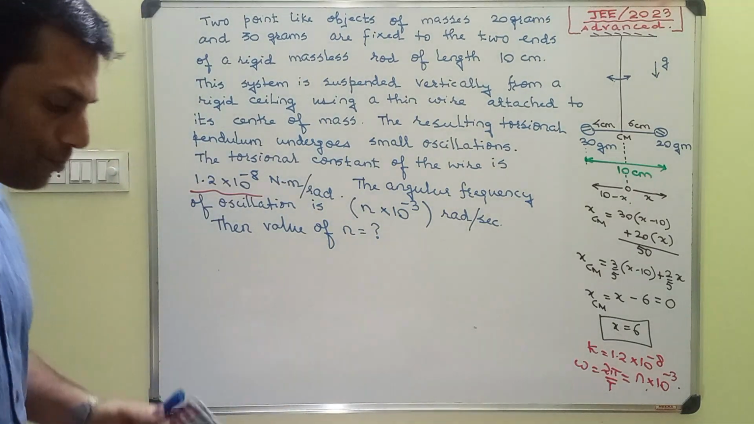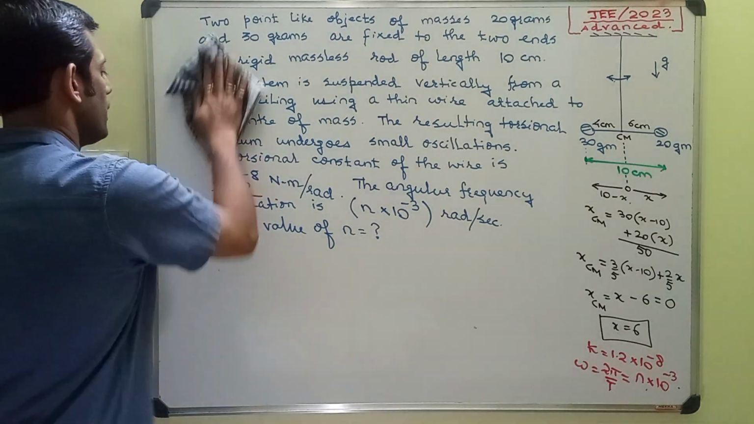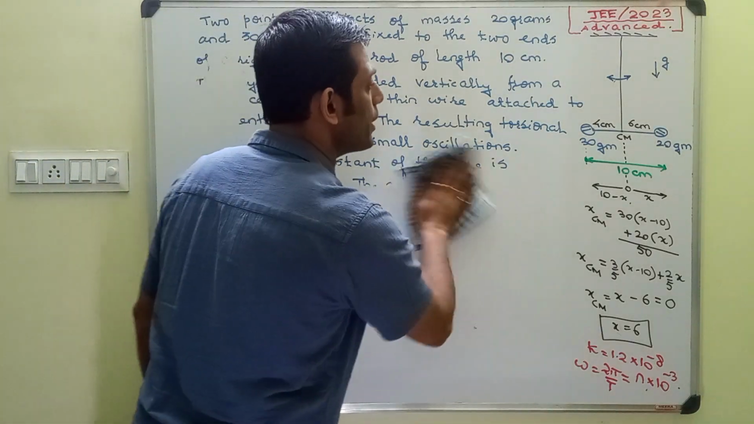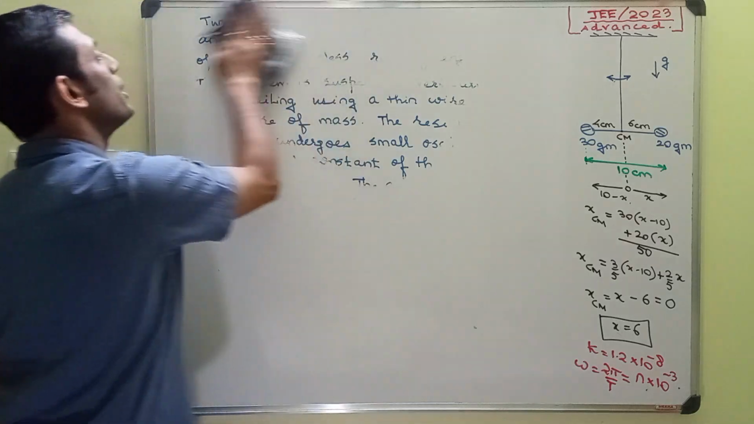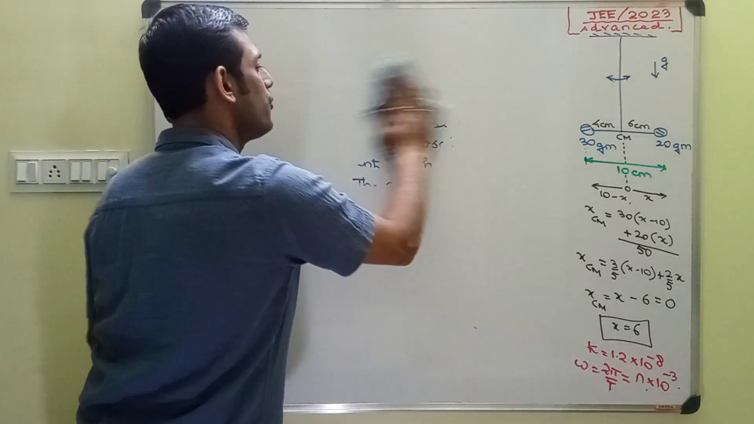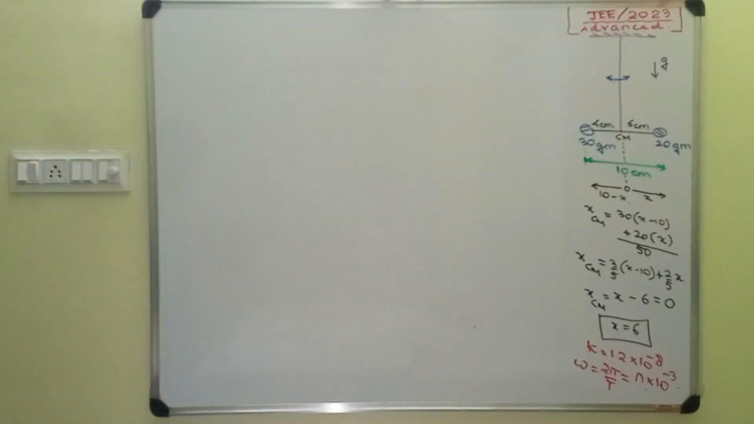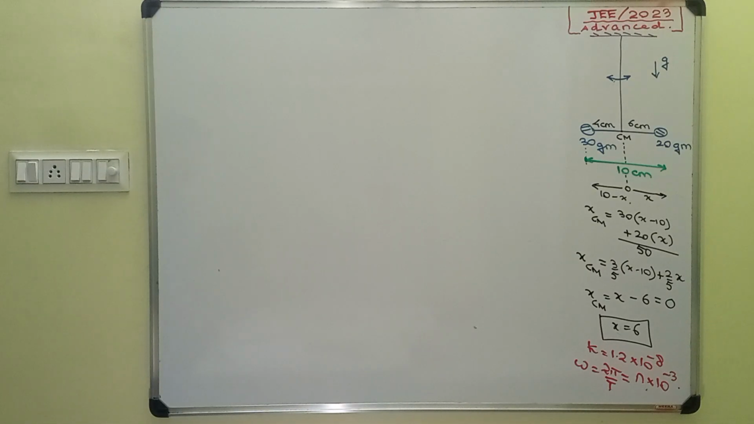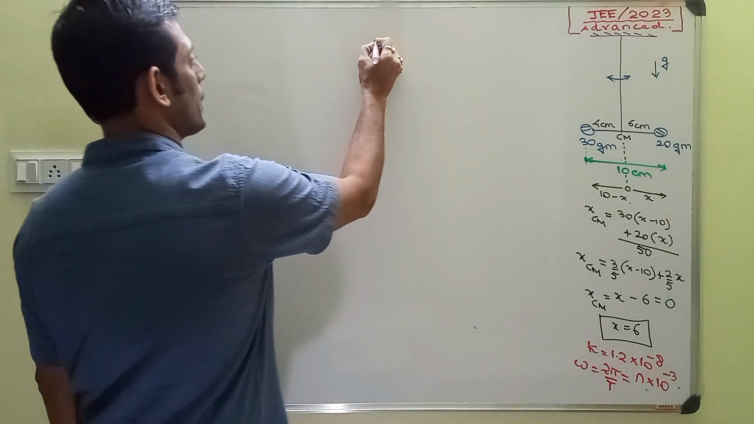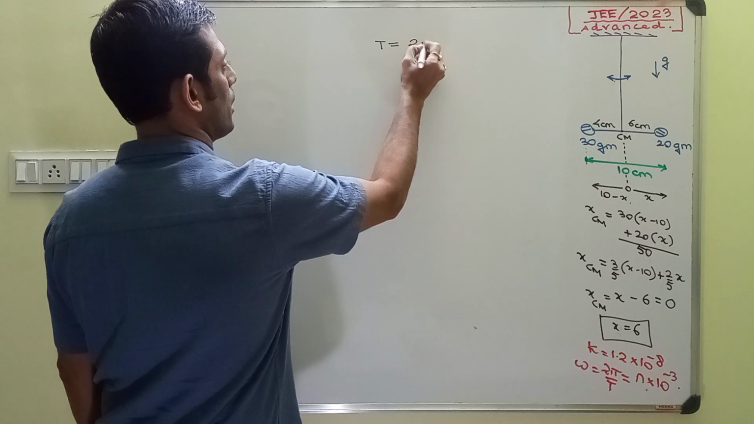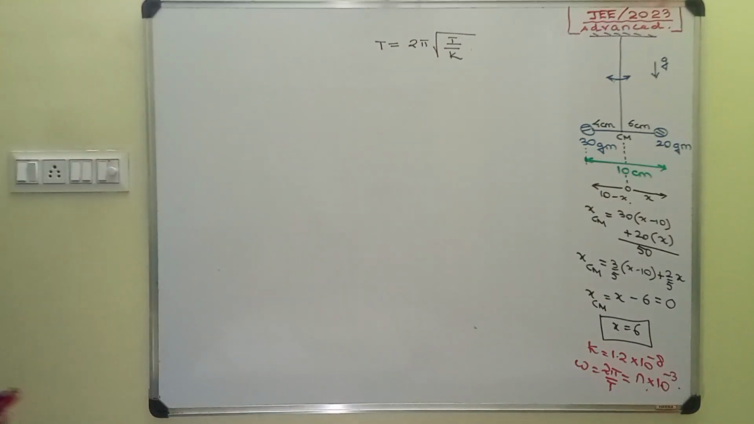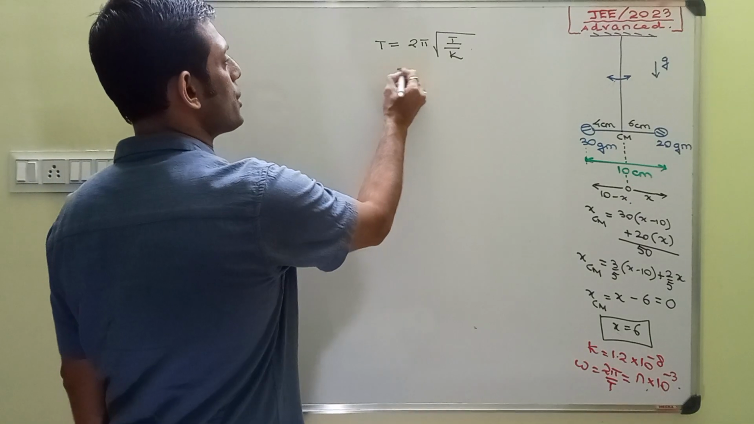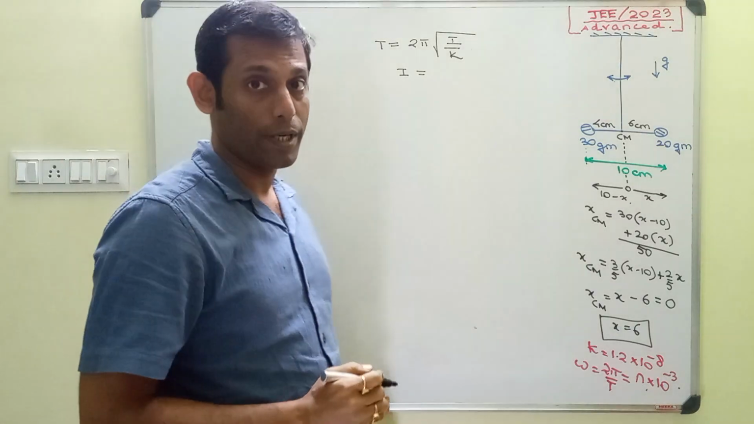Now see dear, the time period of oscillation for a torsional pendulum in this case, for a torsional pendulum, the time period is always given as 2 pi root over I by k, where I is the moment of inertia. Now, moment of inertia of this system can be easily calculated.